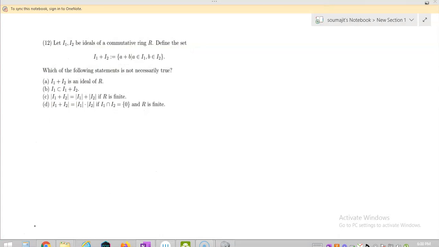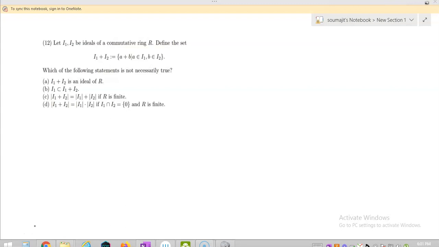Question number 12 says: let I1 and I2 be two ideals of a commutative ring R. Define I1 plus I2 equal to the set of A plus B such that A belongs to I1 and B belongs to I2. Which of the following statements is not necessarily true? So we have to find the wrong statement. Option A says that I1 plus I2 is again an ideal. Option B says that I1 is a subset of I1 plus I2. Option C says that the order of I1 plus I2 is equal to the order of I1 plus the order of I2 if R is finite. And option D says that the order of I1 plus I2 is equal to the order of I1 times the order of I2, provided I1 intersection I2 is equal to the zero element or identity element.